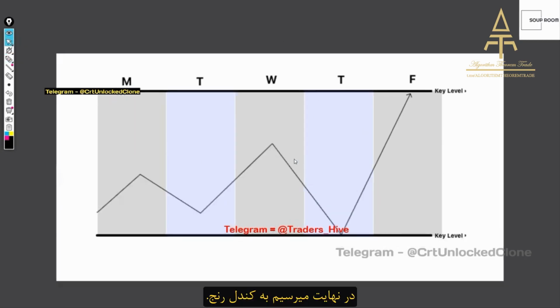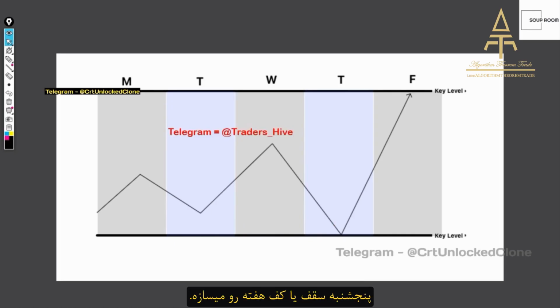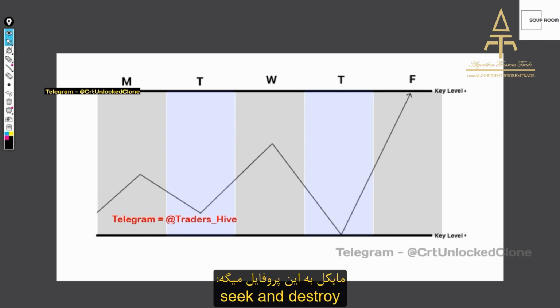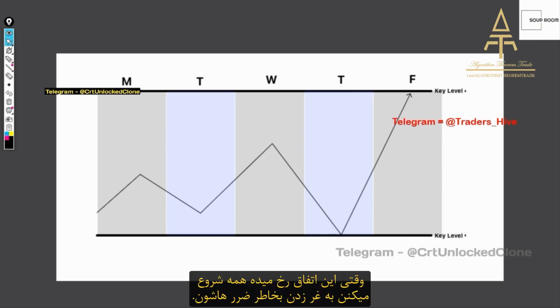Last but not least, we have the range candle. So the range leads to a reversal, and this is one of the profiles that I mentioned at the very beginning, where Thursday creates a low or high of the week and Friday forms the opposing end of the week. This is dubbed a seek and destroy profile from ICT. Okay, I'm sure a lot of you guys know about this one. Does not happen often, but when it does, a lot of people on Twitter start crying about their losses.